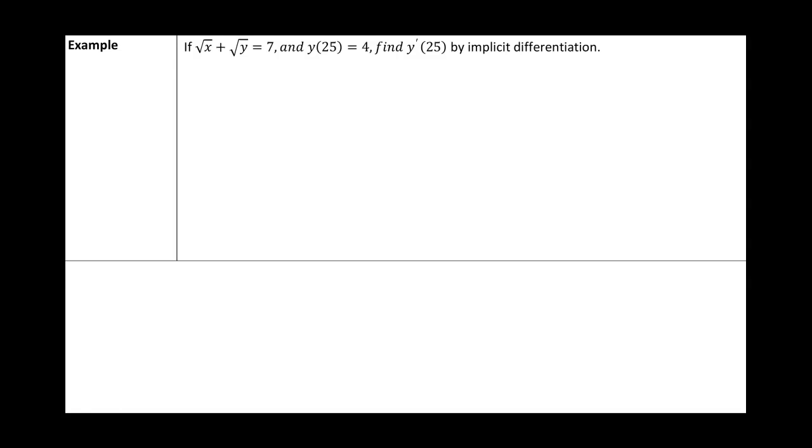In the second part of section 3.8, we'll start with this example. If we're given that radical x plus radical y equals 7 and y of 25 equals 4, we want to find y prime of 25 by implicit differentiation. Okay, now first of all, remember when we have this terminology, y of something equals a value, the inside always contains the x, and the outside always contains the output, which is the same thing as the y value.